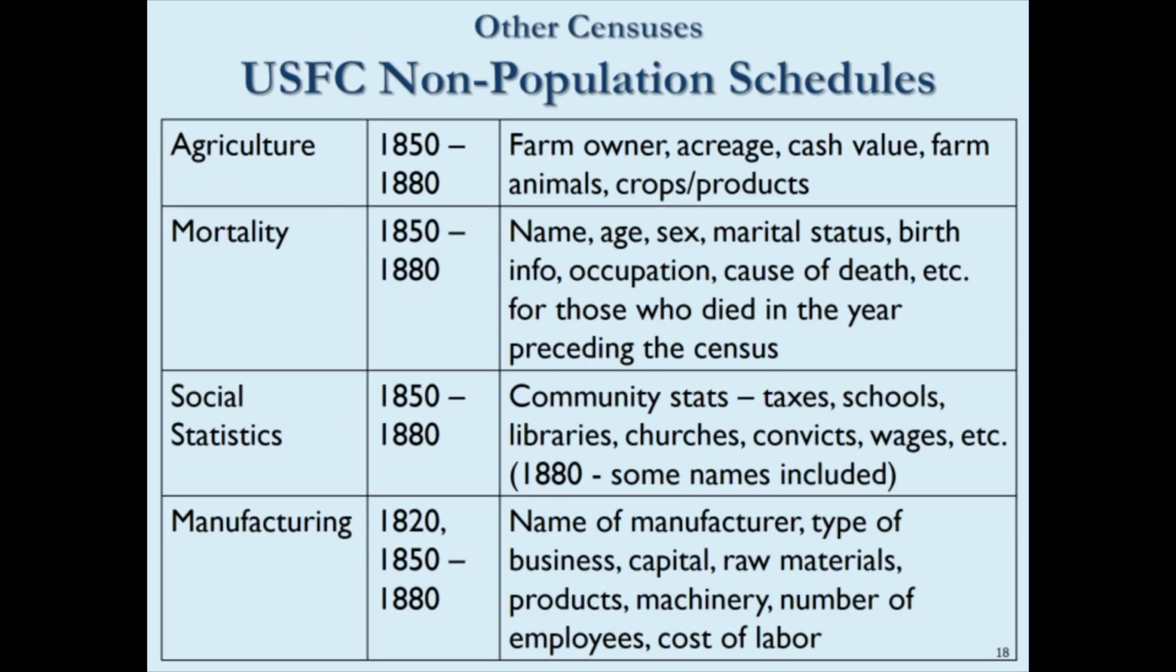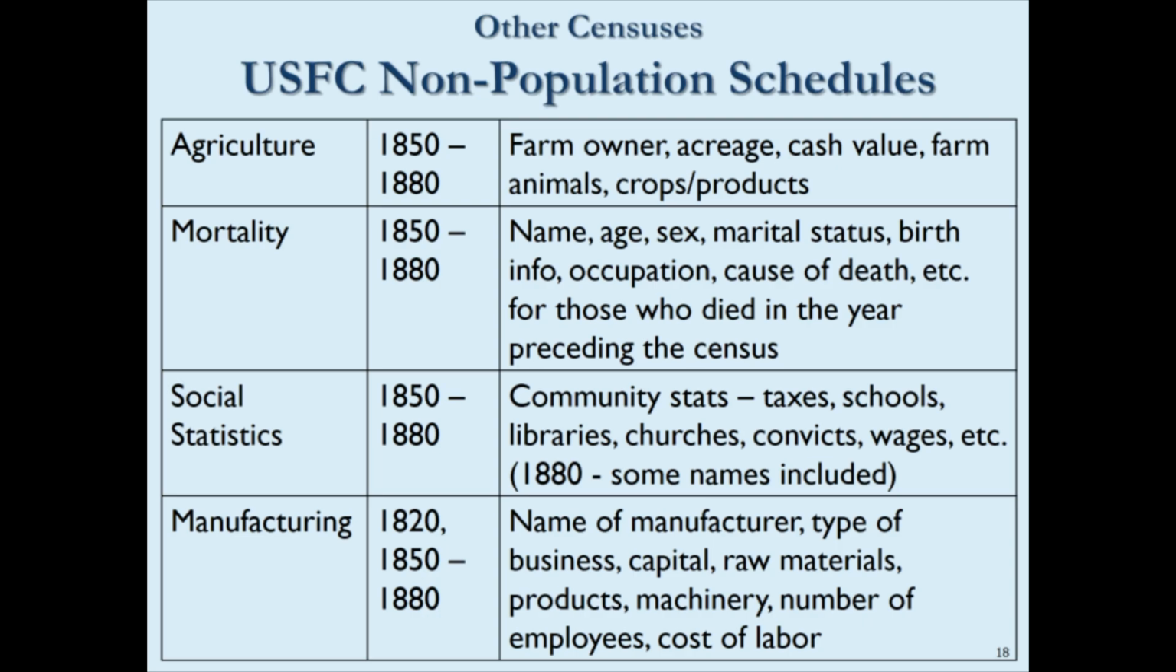From 1850 to 1880, non-population schedules were taken to collect data relating to agriculture, mortality, social statistics, and manufacturing. Not every farm was included in the agriculture schedules. Small farms that produced less than $100 worth of products annually were not included.